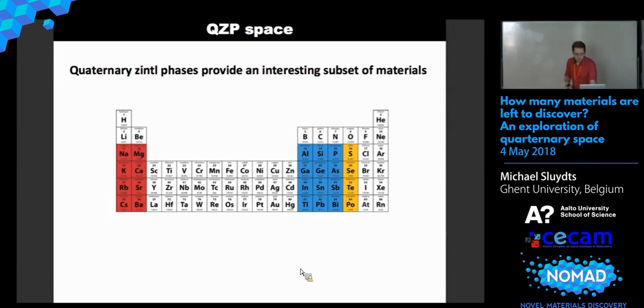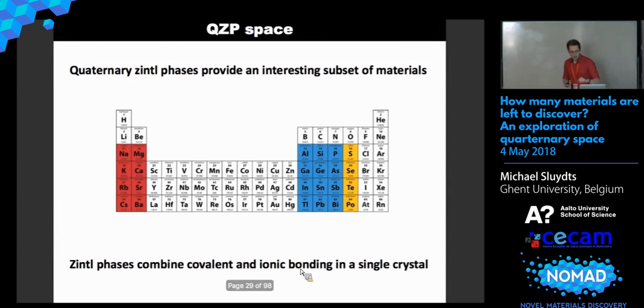Why? Well, first of all, it's made up of nice simple elements, the SMFP block, very nice for ab initio calculations. And so they form single phases. And these kind of combine covalent and ionic bonding in one crystal, typically by making a covalent subunit out of the P block, and then the chalcogenic species in this covalent subpart ionically bond with the elements in the S block.